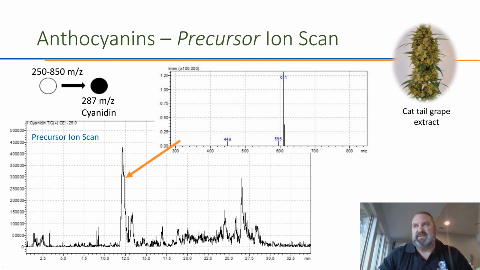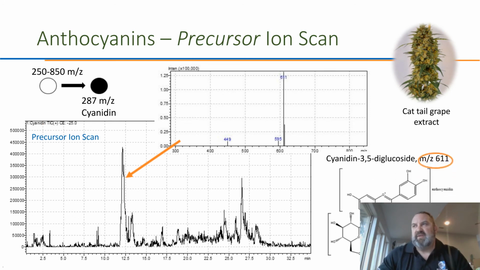around 12.5 minutes. And then when we go back and look at the first quadrupole to see what makes this, we get the mass spectrum up at the top right. And what we see there is a dominant signal at 611 mass to charge, and this indeed corresponds to a cyanidin 3,5-diglucoside. So we have glycosides appended to both the 3 and the 5 position on this particular anthocyanin, and that appears to be quite a dominant anthocyanin present in this sample.